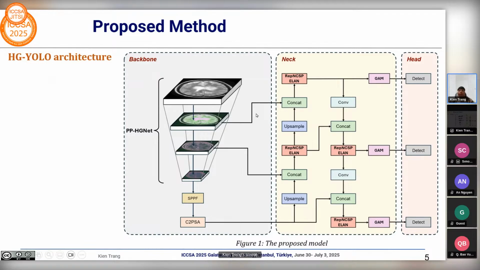And for the neck, we use the RepNCSPELAN, the rapid normalized cross-stage partial with efficient large-scale kernel attention network. This is used to replace the original C3k2 block in the neck part, and also optimizes efficiency without losing accuracy. And the GAM enhances detection precision across different object scales. These improvements aim to detect even poor-contrast tumors.